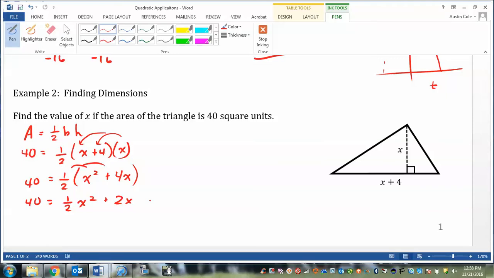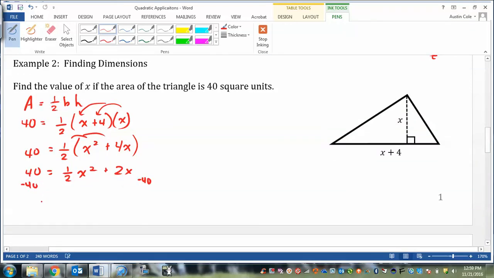Whenever we have quadratics, we want it equal to what? 0. So what's minus 40 on both sides? So then I'm going to get 0 equals 1/2 x squared plus 2x minus 40. Now, this 1/2 kind of bothers me a little bit. It's hard to factor when we've got 1/2.